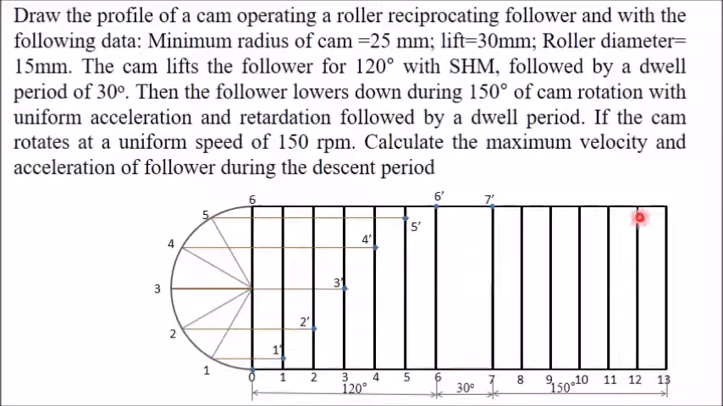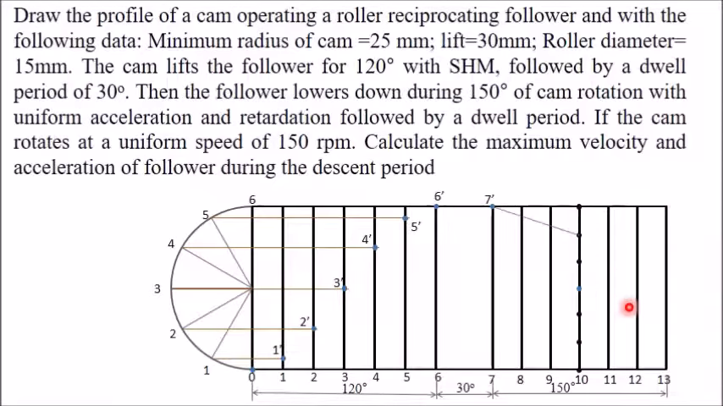Now, in this descent period, it is moving with uniform acceleration and retardation. For that, take the middle line, the middle of this. Divide this line into the same number of equal parts, that is 6. So I have divided 1, 2, 3, 4, 5, 6 parts. Now from 7 dash, start joining a line from 7 dash to the first point of this.